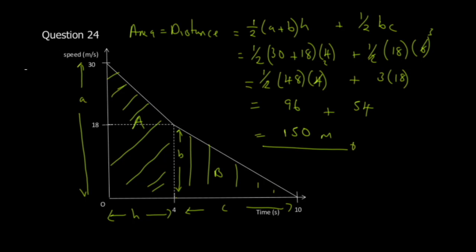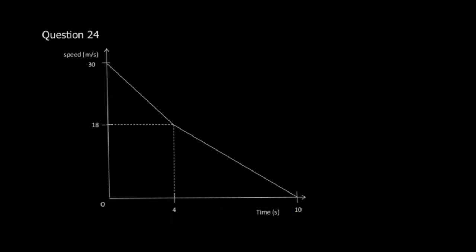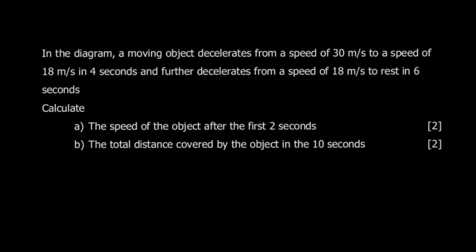So just take note, it's a speed time graph. For a speed time graph, the area under the graph is distance. The gradient is acceleration. That's it. So let's quickly move to the next part. The next part says, okay.